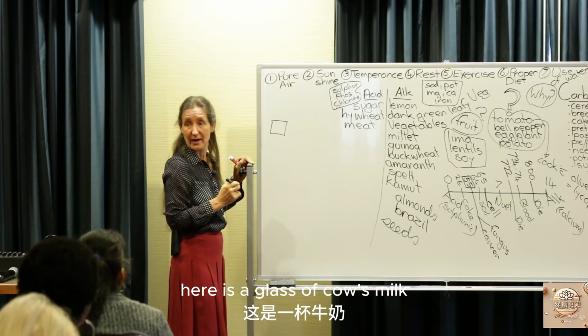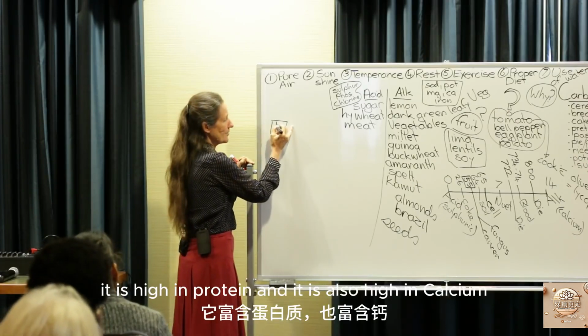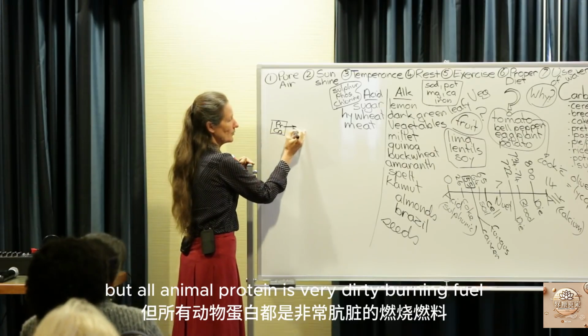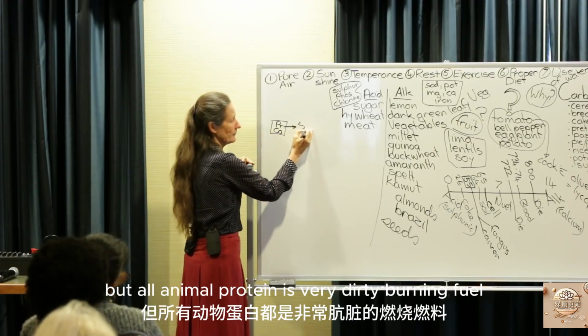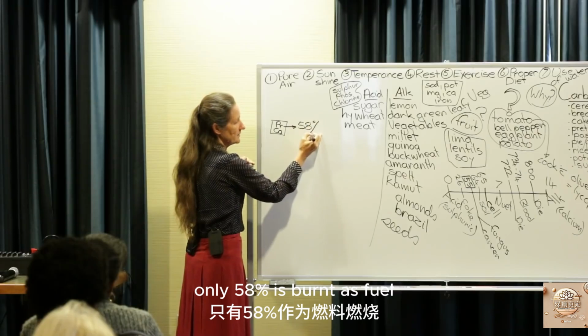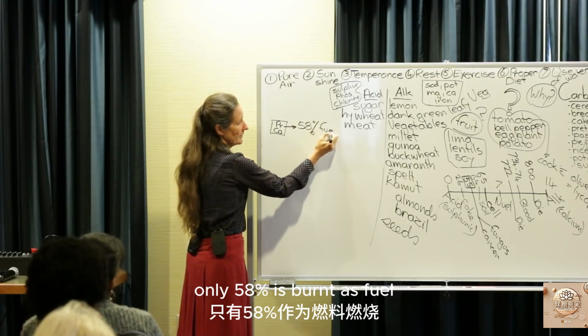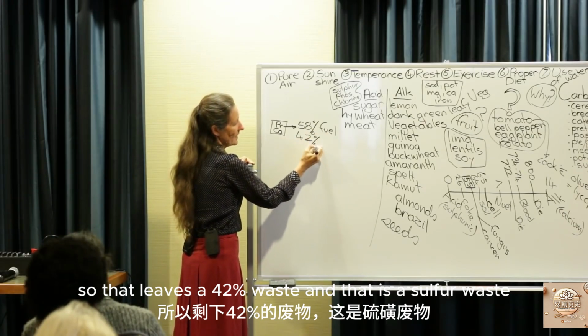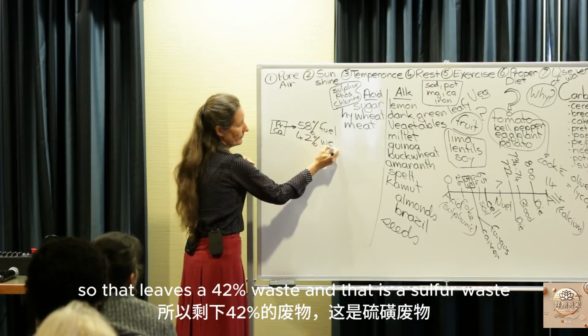Here is a glass of cow's milk. It is high in protein and it is also high in calcium. But all animal protein is very dirty burning fuel. Only 58% is burnt as fuel. So that leaves a 42% waste, and that is a sulfur waste.